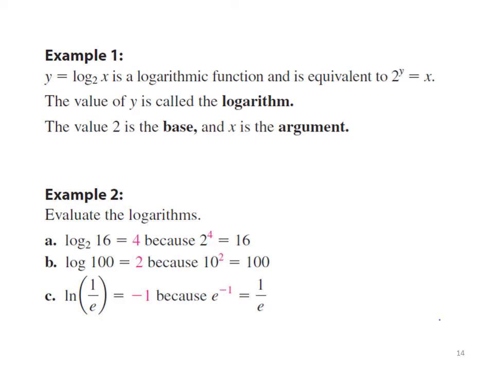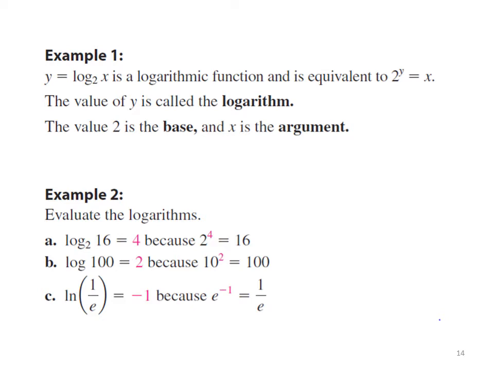Log 100 is equal to 2. Of course, log is to the base 10. Log 100 to the base 10 is equal to 2 because 10 to the 2 is equal to 100. The third example, log 1 over e is equal to minus 1, because with the ln the base is e, and e raised to the power minus 1 is equal to 1 over e.